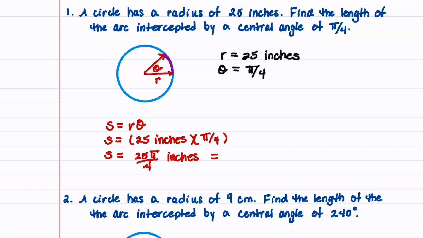And if we throw that in our calculator, we get a value of 19.63 inches. And let's box that. So this tells us that if our circle has a radius of 25 inches and our angle is pi over 4, our arc length is 19.63 inches.